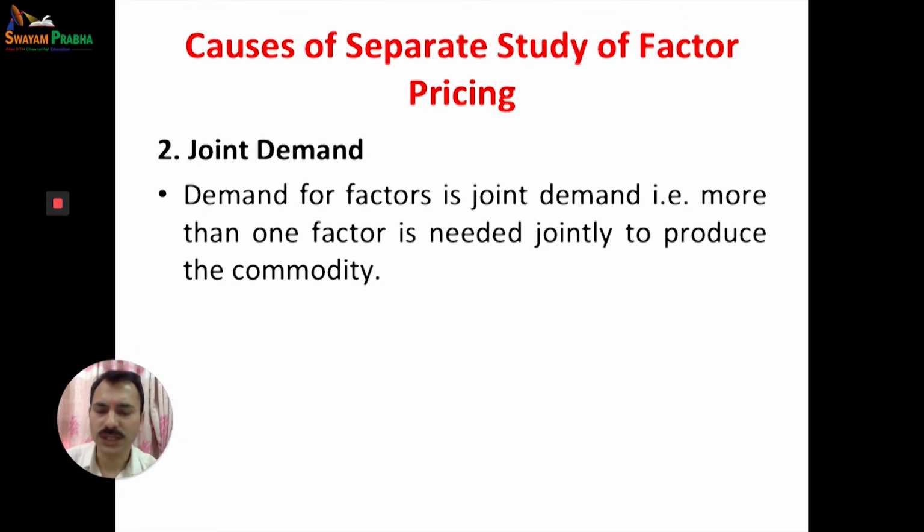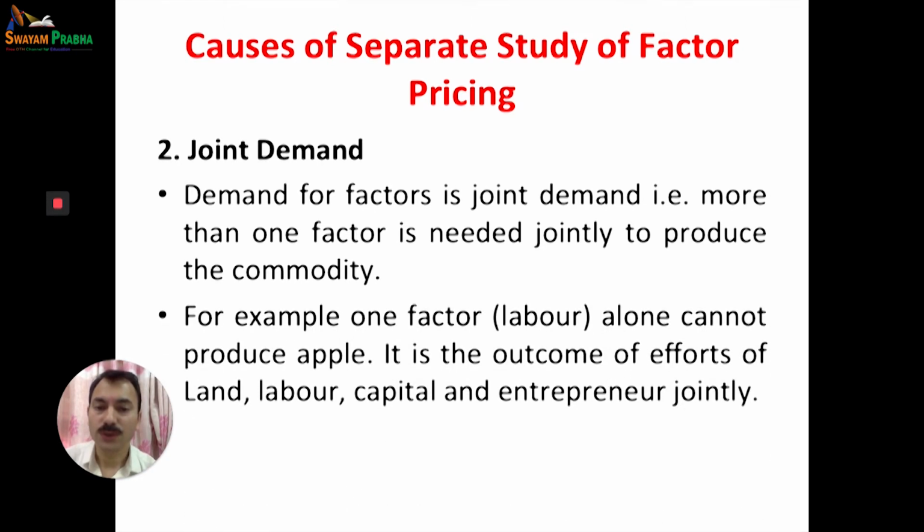As per the Cobb-Douglas production function, land and labor are very important factors of production. If you use only one factor, say land or capital, the output may be zero. So for production, you need both of these important factors, say labor and capital. No doubt there are four factors, but the demand for these factors of production is joint, whereas demand for a commodity is individual. For example, labor alone cannot produce an apple. It is the outcome of the efforts of land, labor, capital, and entrepreneur jointly.